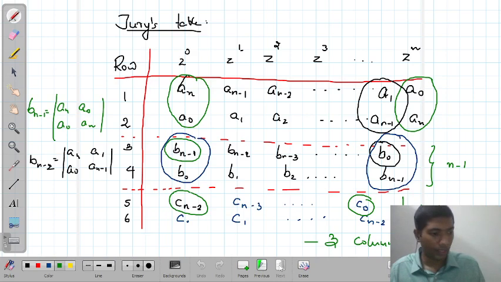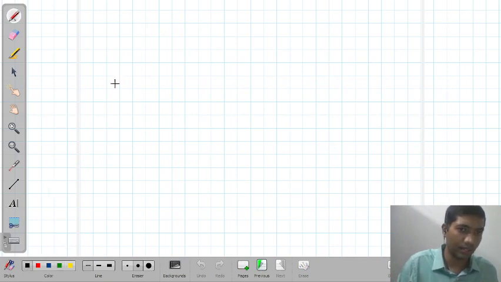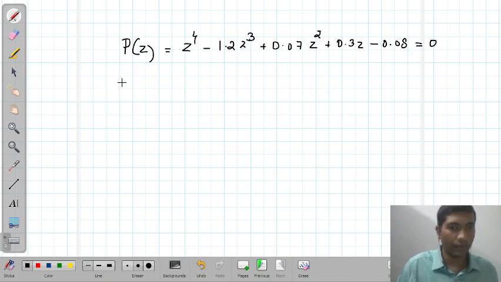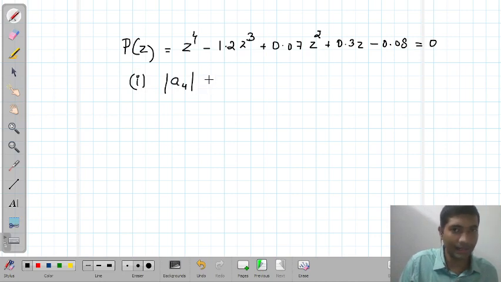Maybe I'll quickly give an example. You can check it by yourself. The characteristic equation is given by P of Z equals Z raised to 4 minus 1.2 Z cube plus 0.07 Z square plus 0.3 Z minus 0.08. This characteristic equation is equated to 0. If you need to check the stability by Jury stability, the first condition is whether the magnitude of A4 is less than A0.